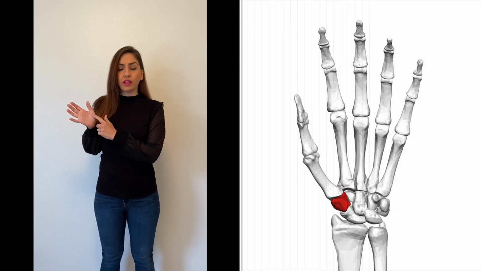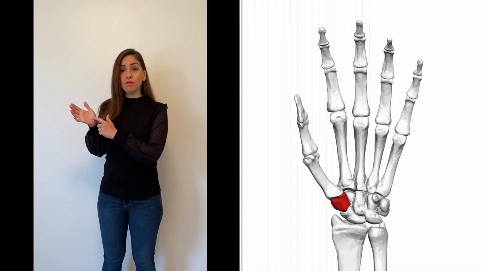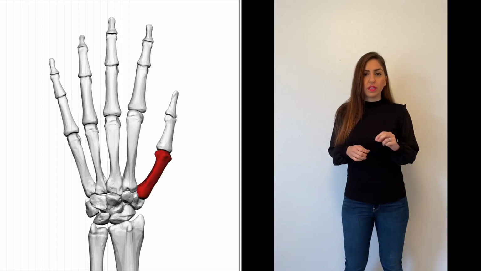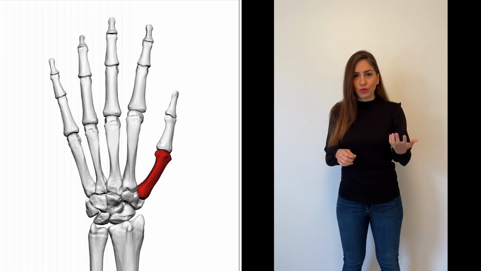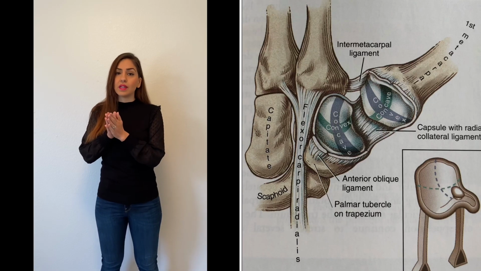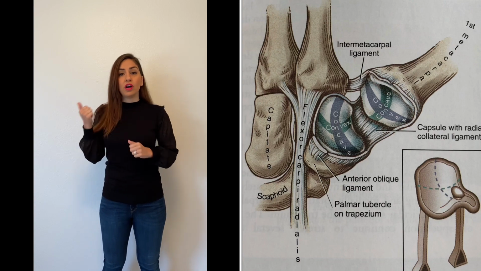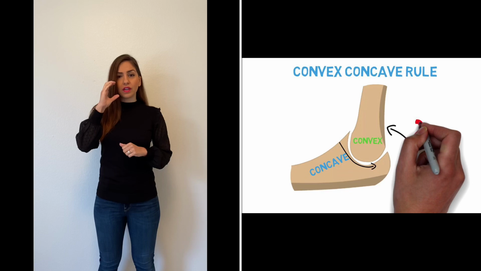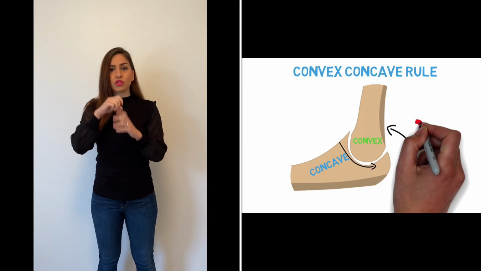Arthrokinematics of the thumb joint. The thumb joint is made up of two articulating sites. We have the trapezium, and then we have the first metacarpal. Now, this articulating site, this joint, is a saddle joint. What does that mean? That means that each of the two surfaces that come in contact with each other have a concave and a convex structure. Remember, C for concave, and we have the convex structure.